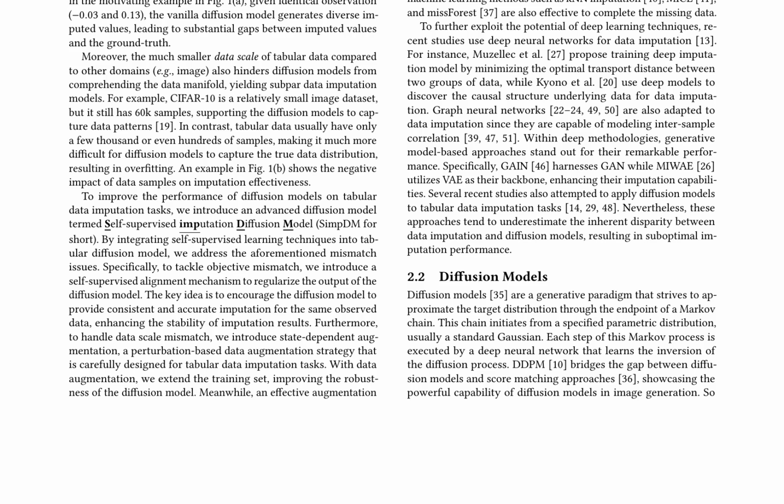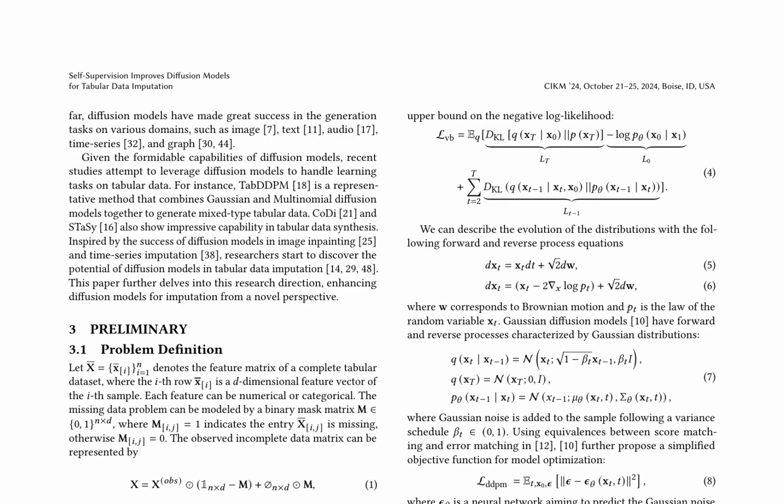We also review related research directions, including tabular missing data imputation in diffusion models. Existing methods use statistical algorithms, shallow machine learning methods, and deep neural networks, with generative model-based approaches standing out for their remarkable performance. The paper introduces SimpDM, a self-supervision improved diffusion model for tabular data imputation.